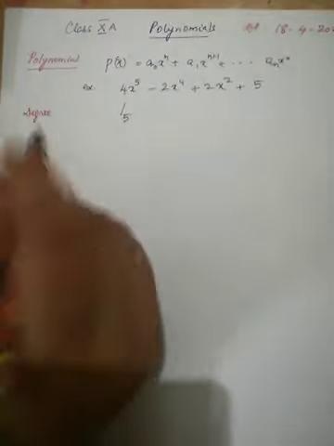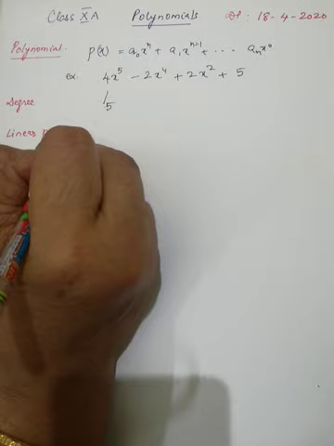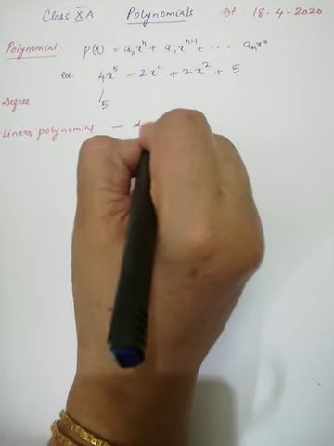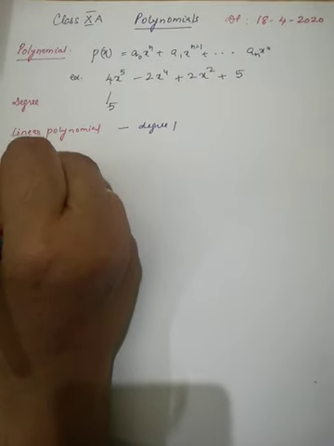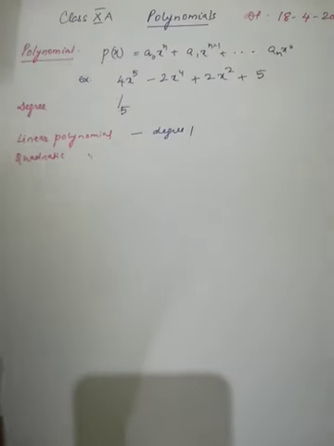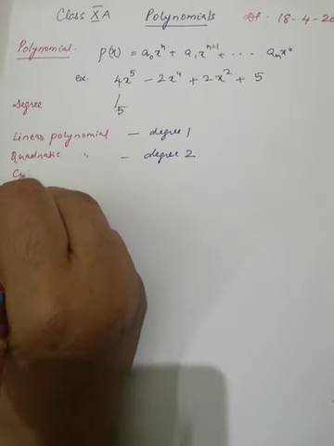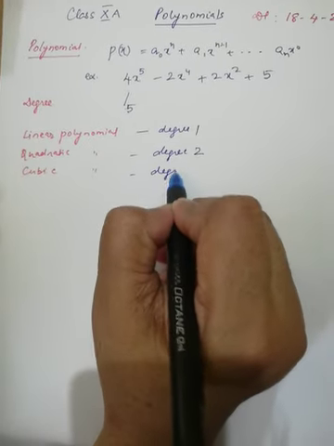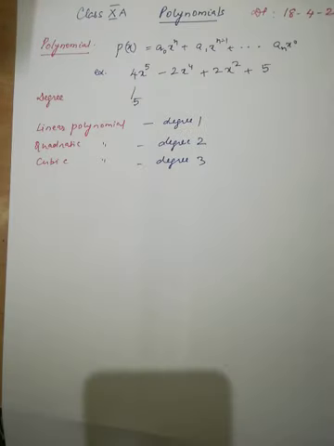Next we learnt linear polynomial. Linear polynomial is what? It is of degree 1. When the degree is 1, we say that it is a linear polynomial. Then we learnt quadratic polynomial. Here the degree is 2. Then we learnt cubic polynomial. Degree is 3. Any other polynomials will be the polynomial of that degree.